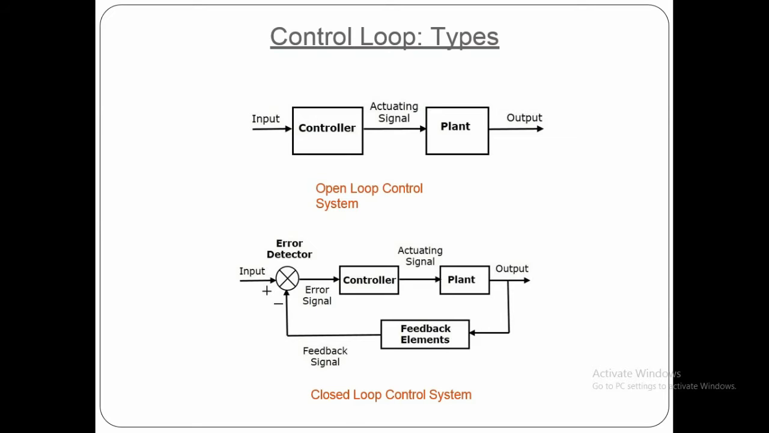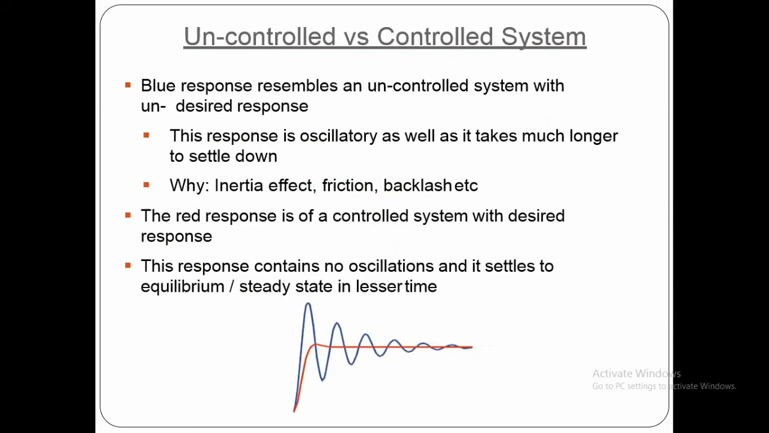If there is any feedback, that is called a closed loop system. The AC is a closed loop control system. The refrigerator is a closed loop control system. We can show this in the figure. The blue line shows the uncontrolled system. The red line shows the controlled actions. So in any system, controlled actions are required.